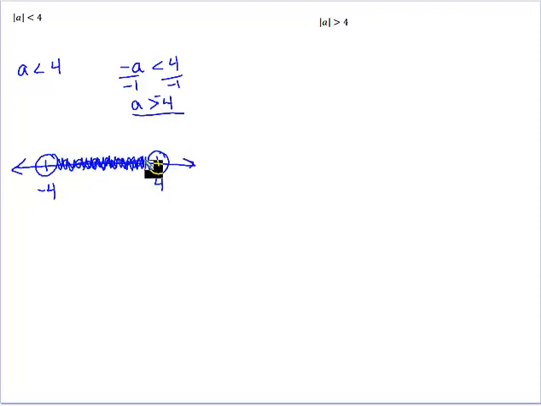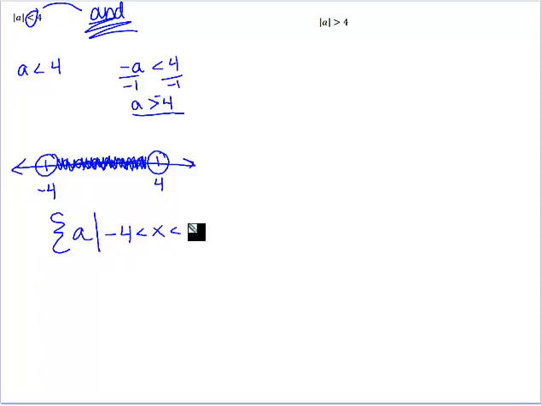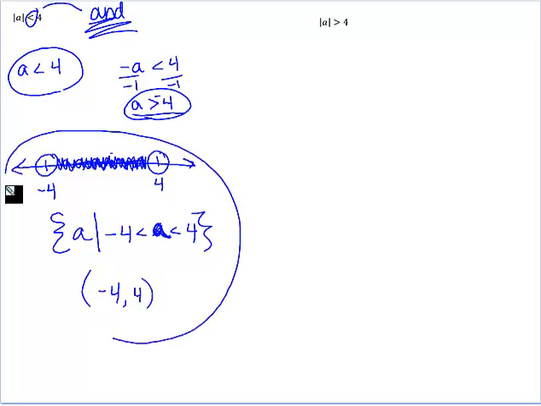This looks more like an and problem. So when you see the less than sign next to an inequality or next to an absolute value, that means it's an and problem, so you're going to solve it like an and problem. So here our solution set would be a such that negative 4 is less than a is less than 4. And you can do that by putting these two together or simply by looking at that number line. And then here interval, we start at negative 4, we end at 4. Neither are included, so we put them both in parentheses.